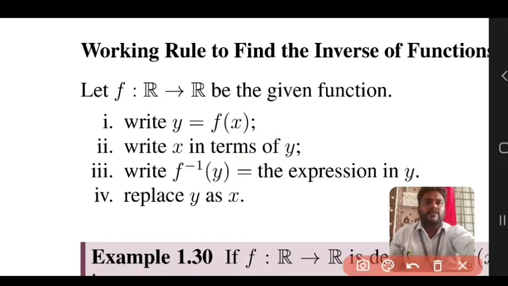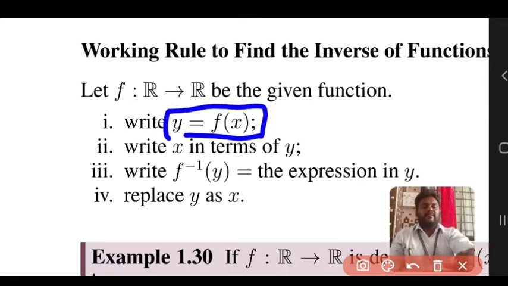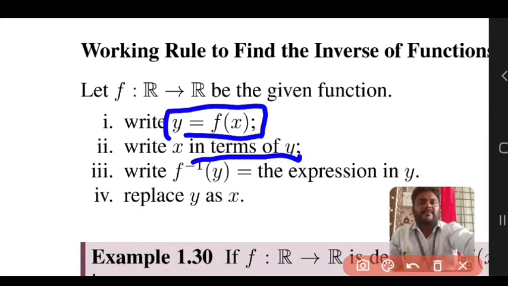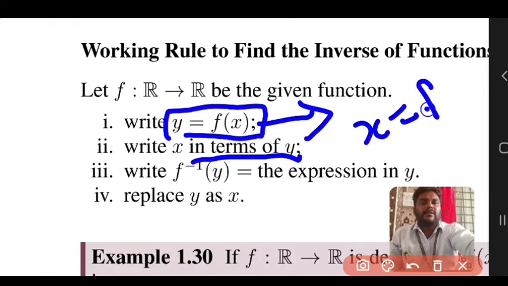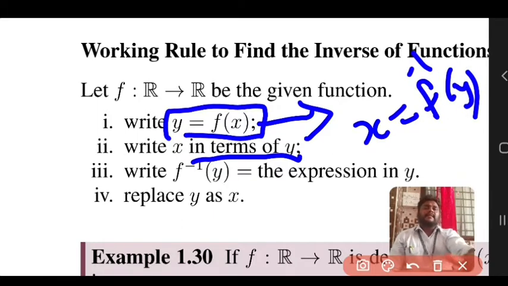First step is to write y equal to f of x, given that y equal to f of x, and next x in terms of y. Next we change this one into x in terms of y, so f inverse of y. Next, in these terms we change x to y, so replace y as x. So this is the way to find the inverse function.